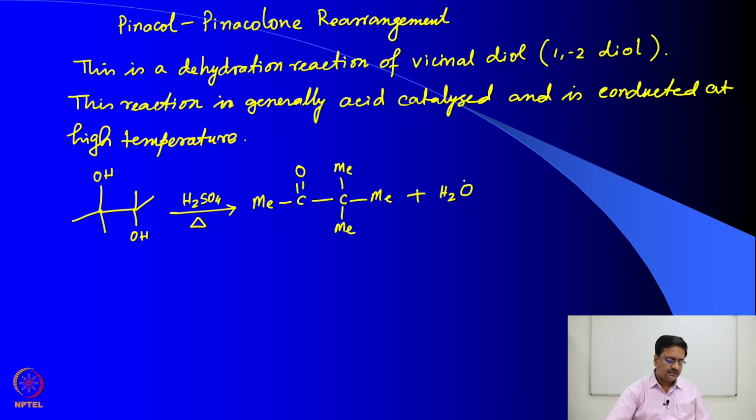So, when you start with vicinal diol, which means 1,2 kind of a diol where two hydroxyl groups are there on two corresponding carbon atoms, in presence of strong acid and heat, this gets converted to a ketone. So, this starting material is called Pinacol and the product is called Pinacolon. This reaction takes place through 4 steps. So, let us see what are those 4 steps of this reaction.